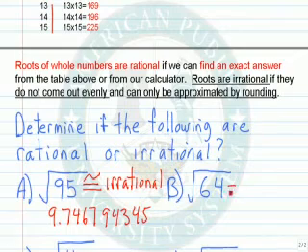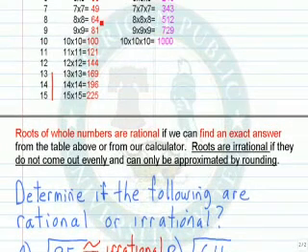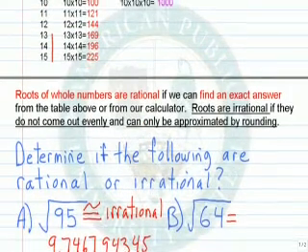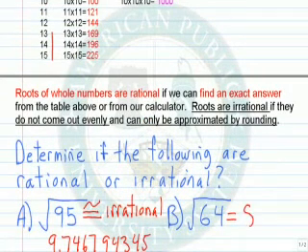The square root of 64, on the other hand, notice if we look above at our table, 64 is here, therefore 8 is the answer. So the square root of 64 is 8, and we're going to say this is a rational number because it comes out evenly.